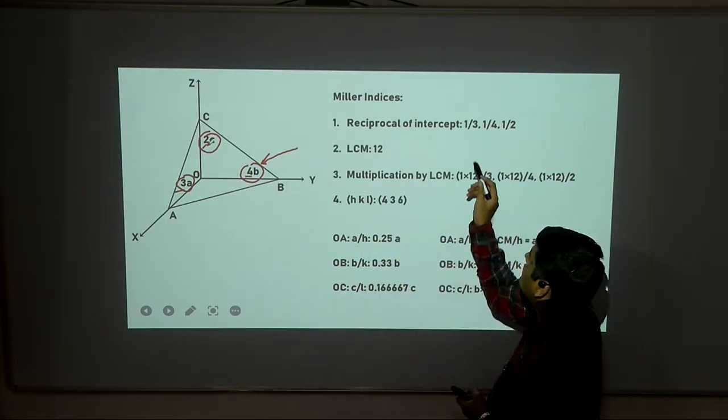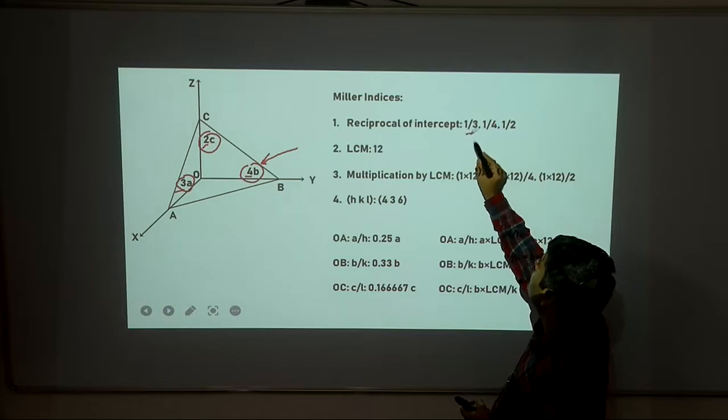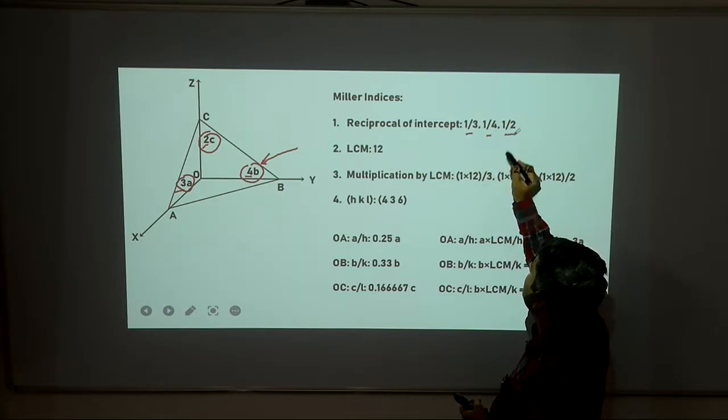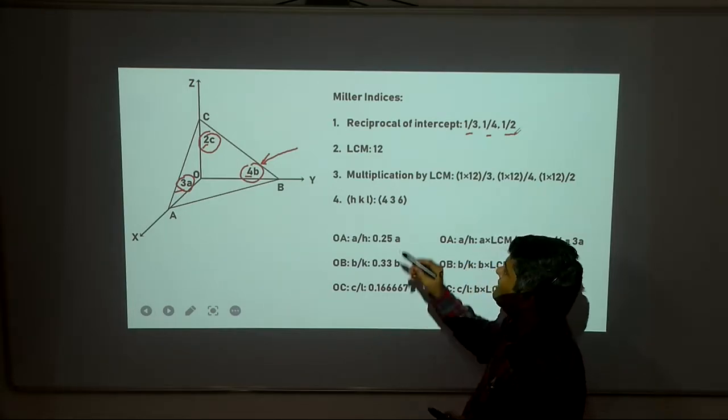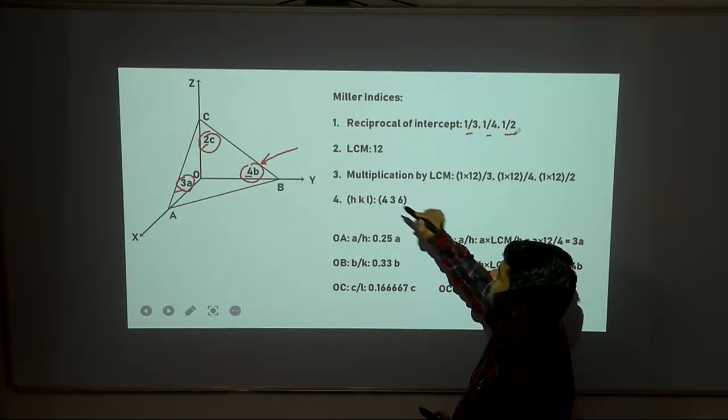So we have to take their reciprocal. So 1 upon 3 for x, 1 upon 4 for y, and 1 half for z has been considered. Then the least common multiplier is the least.